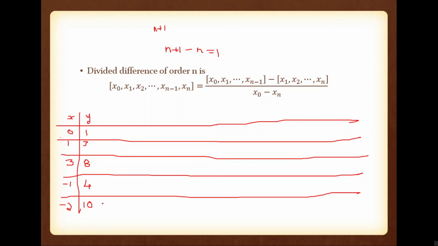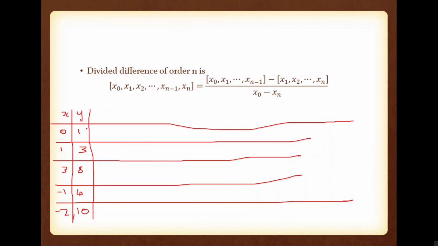So you are asked to find the divided difference table. So how many data are there? N plus 1 is equal to 5. So we can find up to fourth order divided difference. Up to fourth order divided difference we can find. So first we are going to find the first divided difference. So the representation is [xi, xi plus 1].